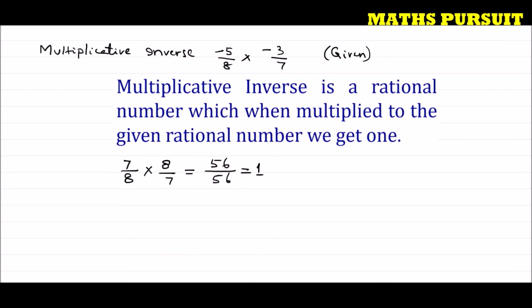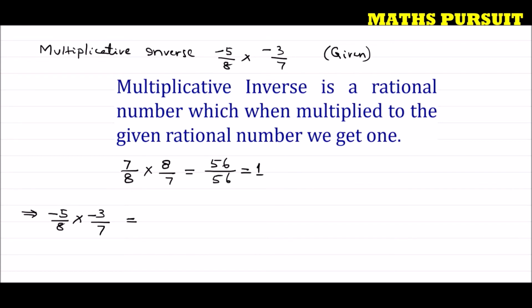Now after understanding this, let us move ahead and try to find the multiplicative inverse of the given numbers. We need to find the multiplicative inverse of -5/8 into -3/7. Let us first multiply this. Once we multiply, we will get a single rational number, and from that single rational number we can definitely find the multiplicative inverse.